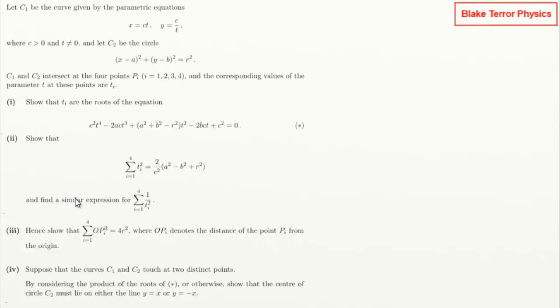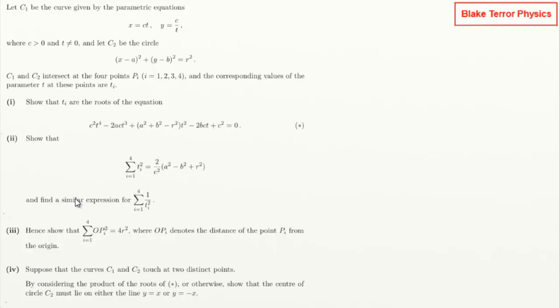Hello, this is question 1 from the Step 3 paper from 2022. Let C1 be the curve given by these parametric equations: x is ct, y is c over t, c is greater than 0, t is not equal to 0, which is what we'd expect with that y coordinate.